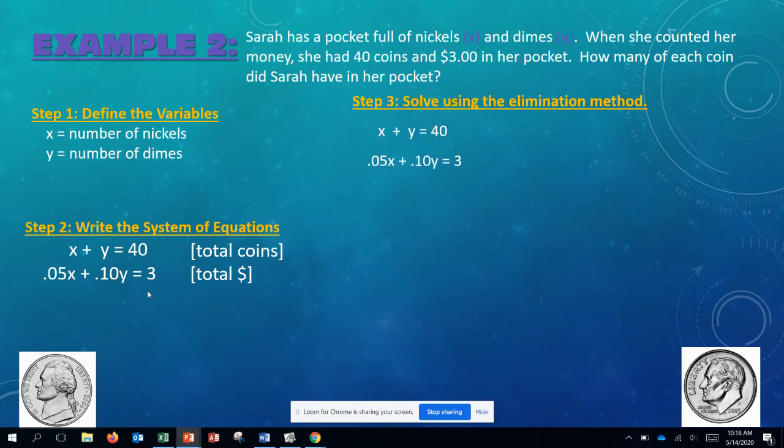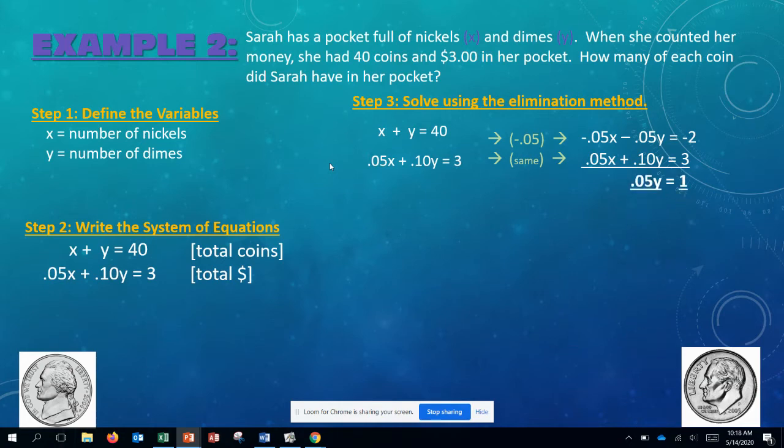So we can solve. Again, I suggest you use elimination because it's the easiest setup we have here. We can multiply our top equation by -0.05. It's easiest. 5 cents is smaller than 10 cents, so it's the easiest way to go, where x is our first variable in this case. Add our two equations. We get 0.05y equals 1. Divide by 0.05. We get y is equal to 20 dimes.